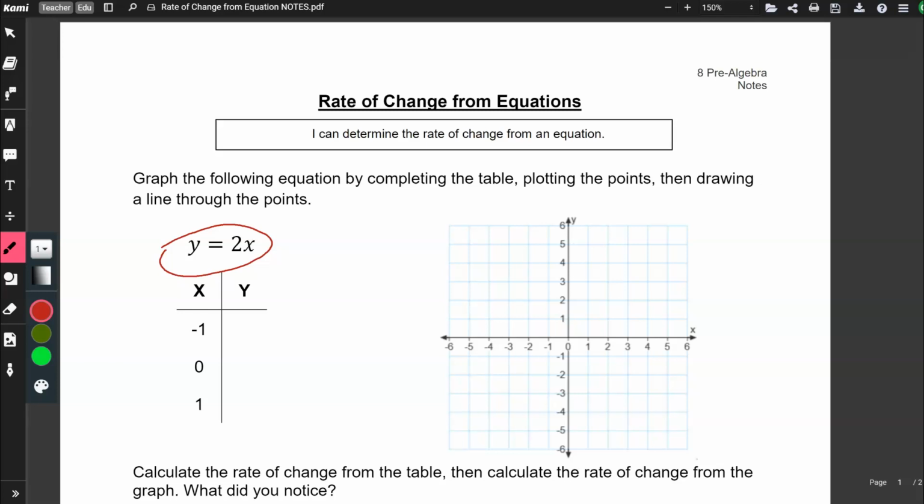Okay, so I have three versions of this equation, when I'm looking at my x values. So I need to figure out what my y is when my x is -1. I need to figure out what y is going to be equal to when my x is 0. I need to figure out what y is equal to when my x is 1.